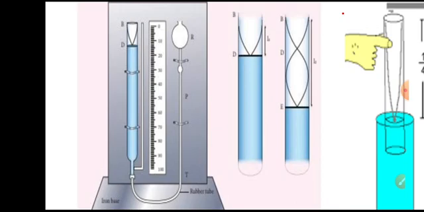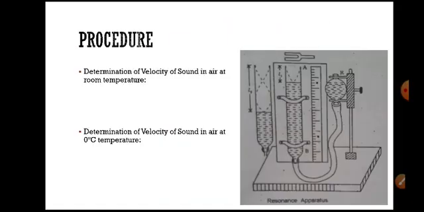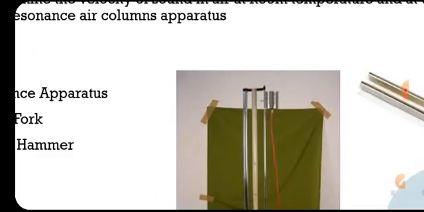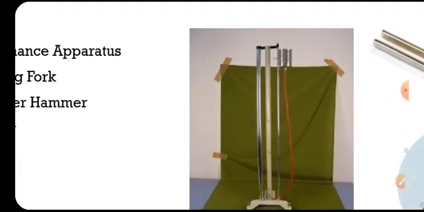A meter scale is fixed by the side of this pipe. The meter scale is shown here. It is fixed at the side of the pipe or tube, so you can measure the readings easily. The reservoir can be raised up and down. This reservoir can be moved up and down by using a screw, and it can be fixed at any position. This is the resonance apparatus.